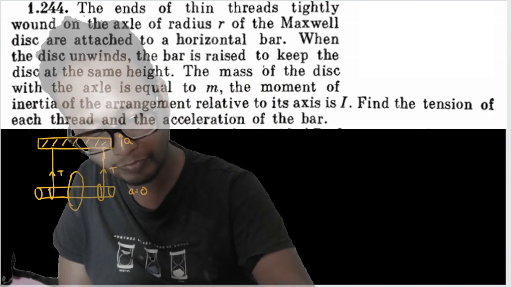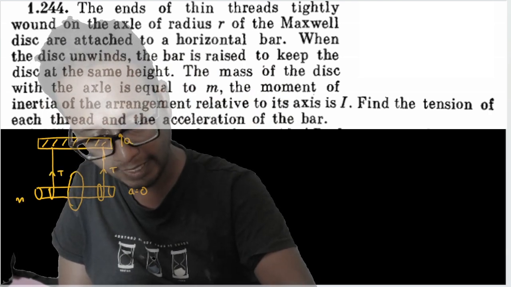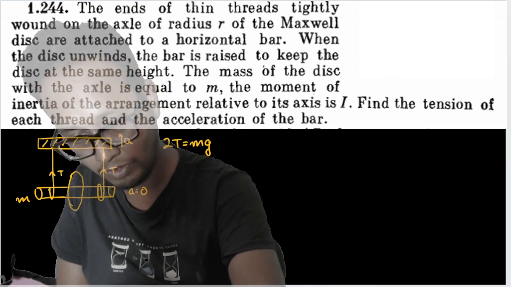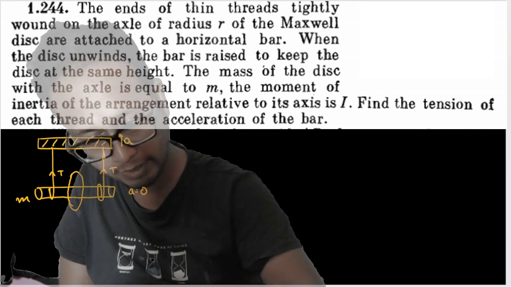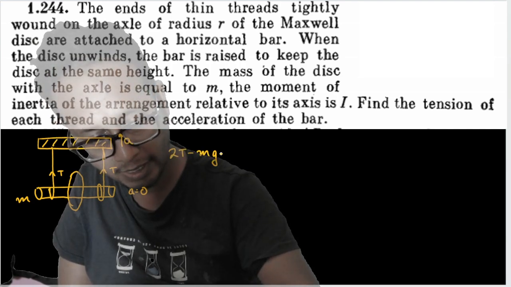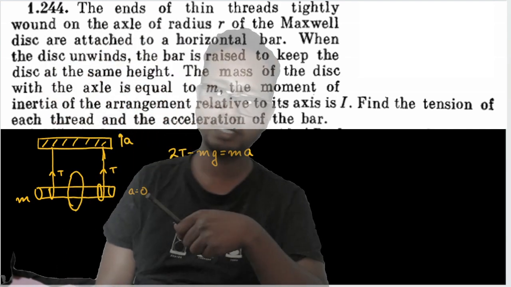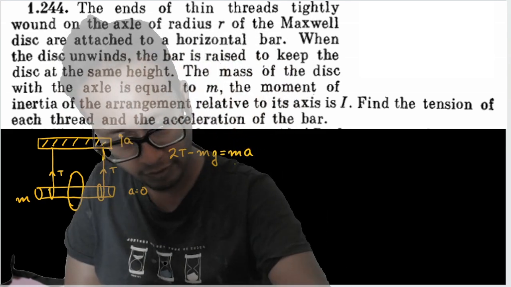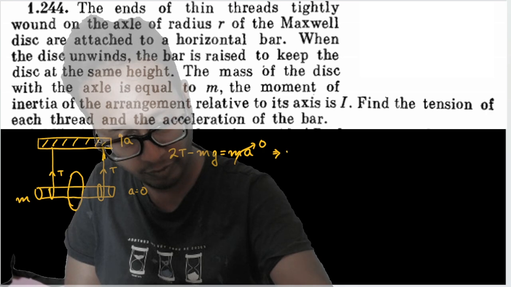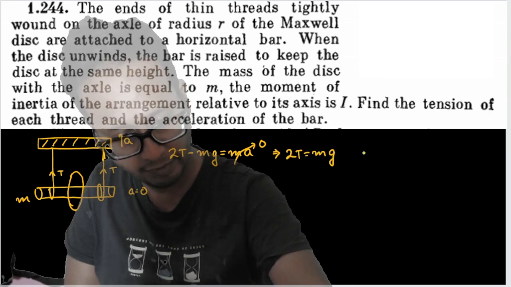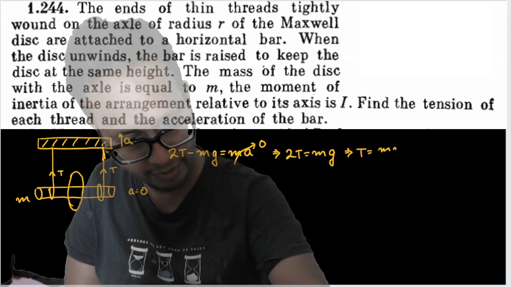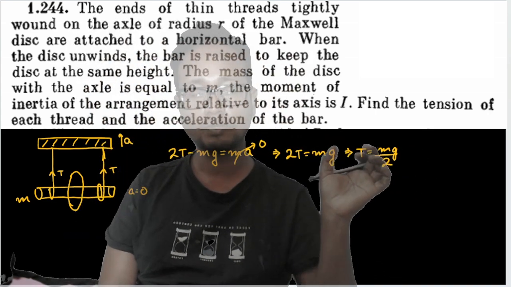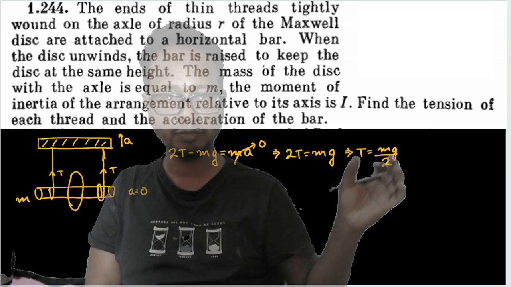Tension in the rope. So if the mass of this Maxwell disk is m, can I write 2T minus mg is equal to mass into acceleration of Maxwell disk? Now the acceleration of Maxwell disk is nothing but 0, isn't it? From this equation I get 2T is equal to mg, or T is equal to mg by 2. Understood this much? So we found the value of tension force, which is mg by 2.